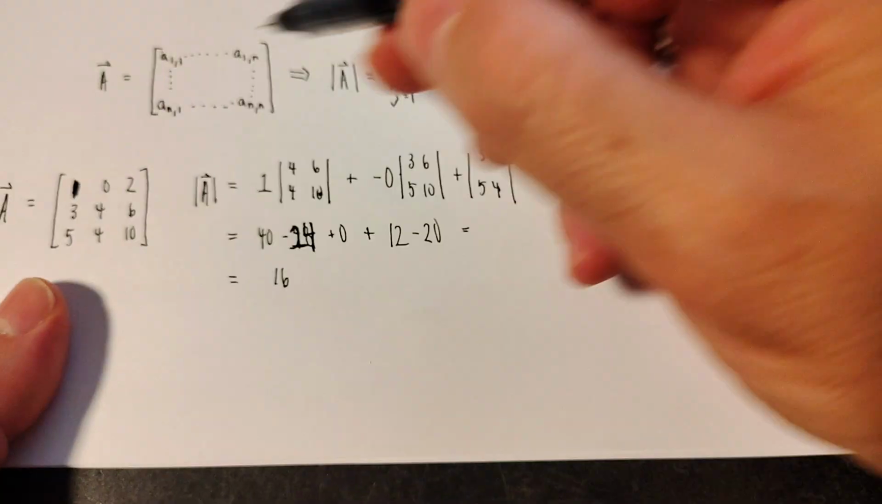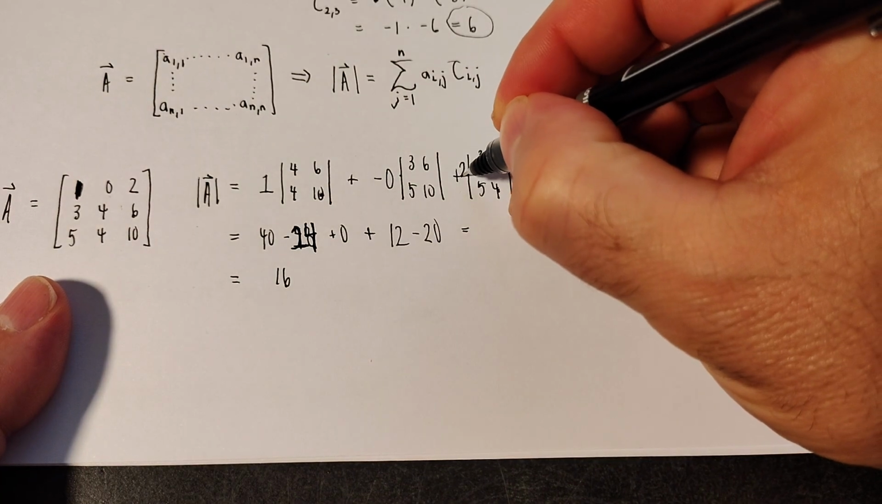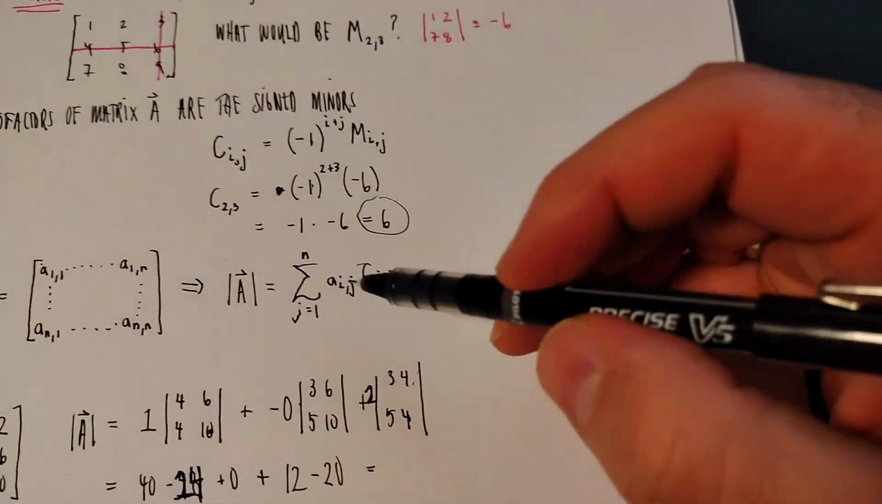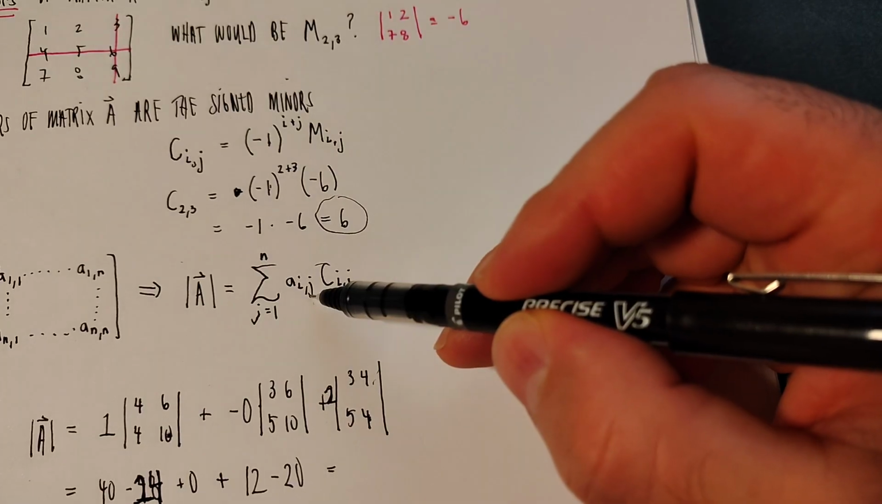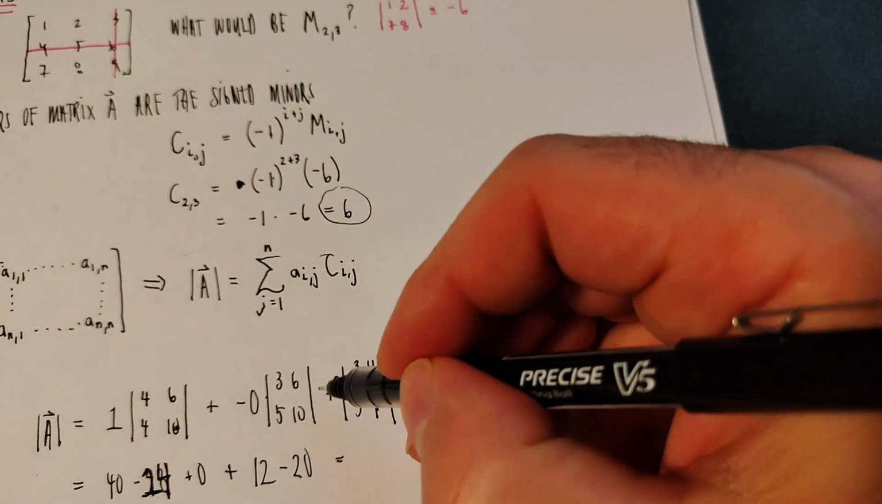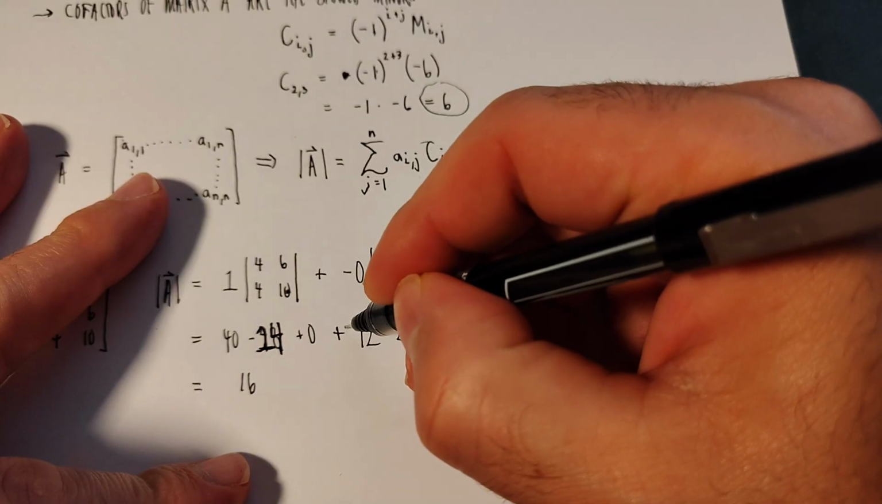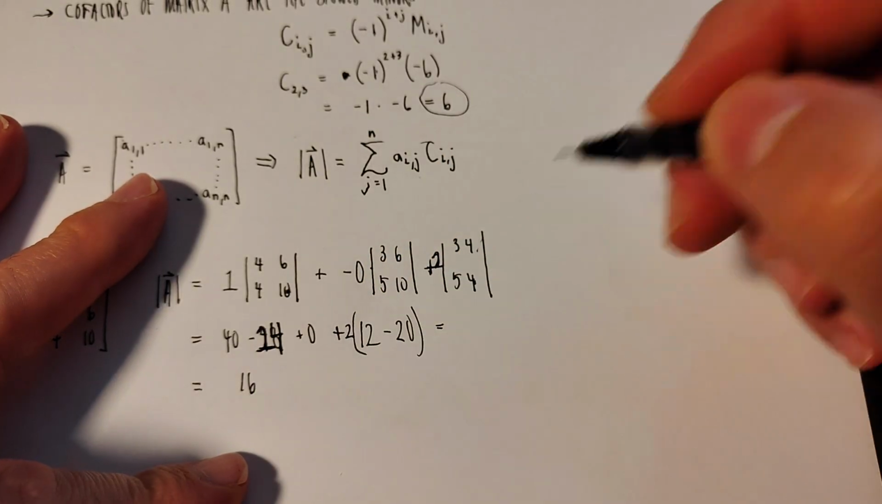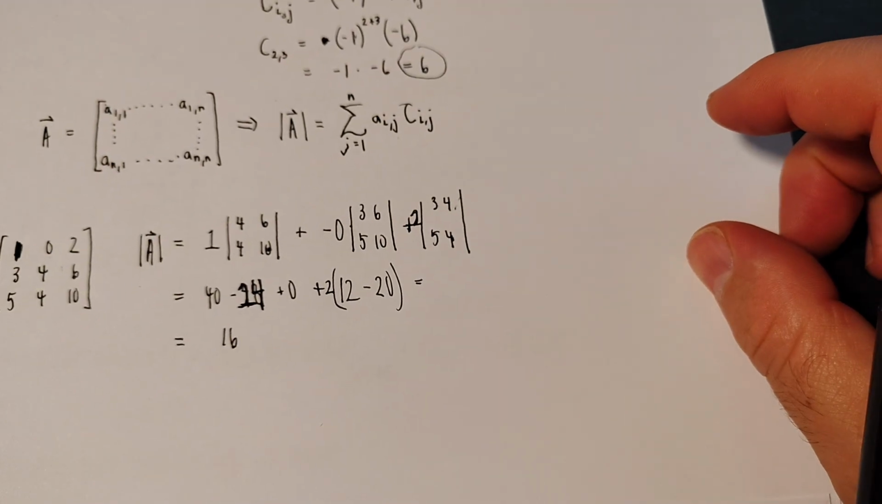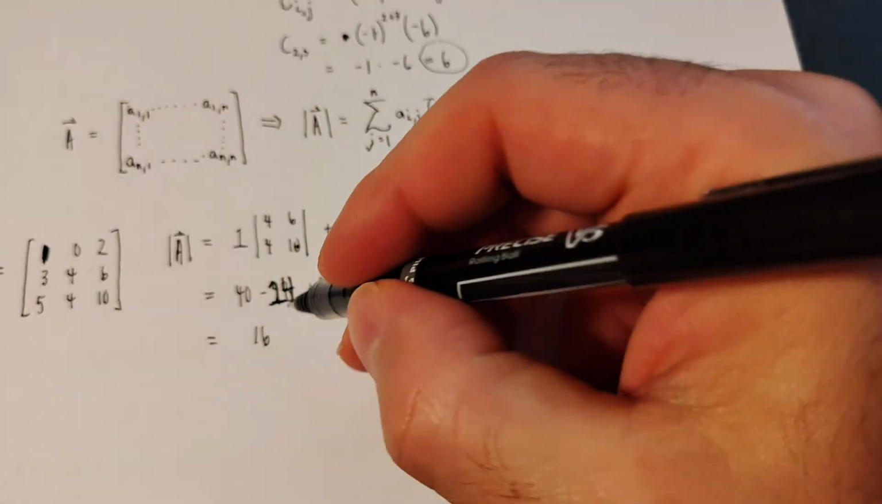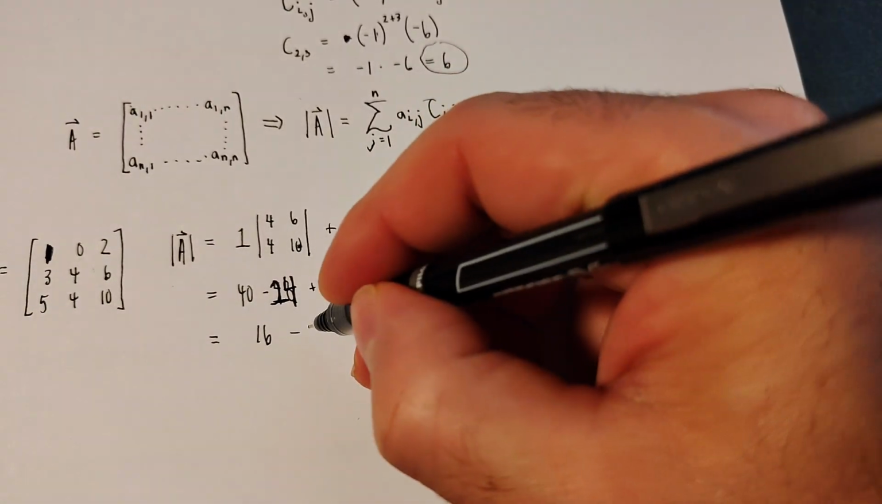Times, oh, we forgot to put the 2 there. Don't forget, we need that a_ij. Don't forget to put that in there. So it should be a plus 2. So it should be plus 2 times that. And that's going to give us minus 16.